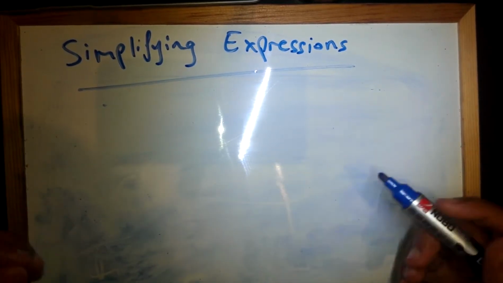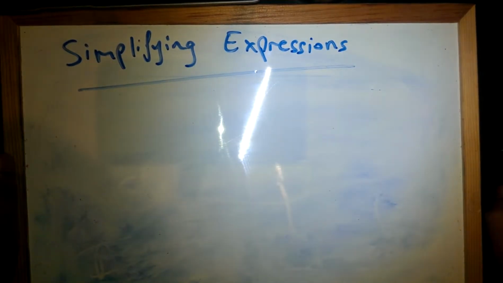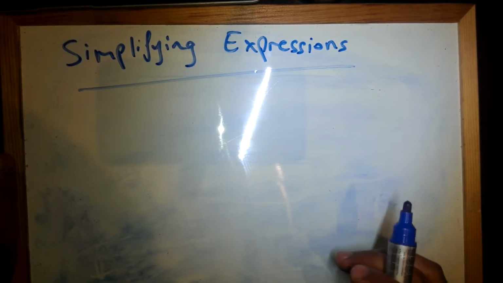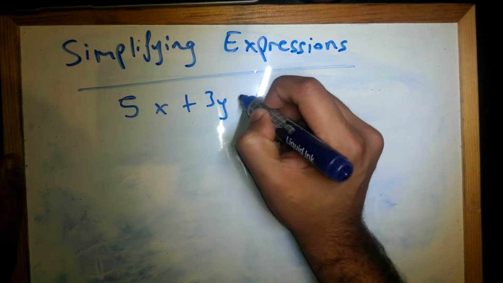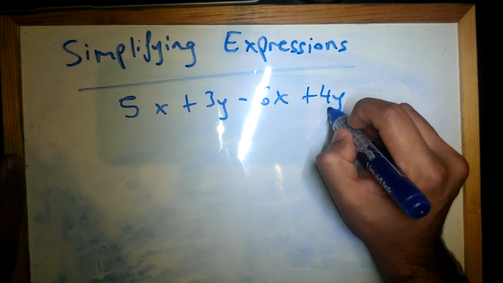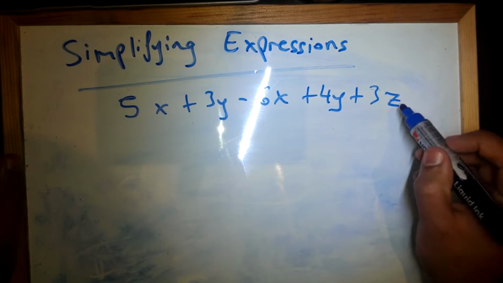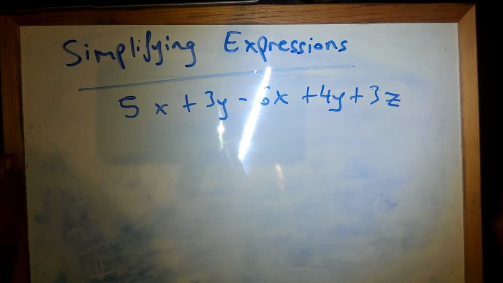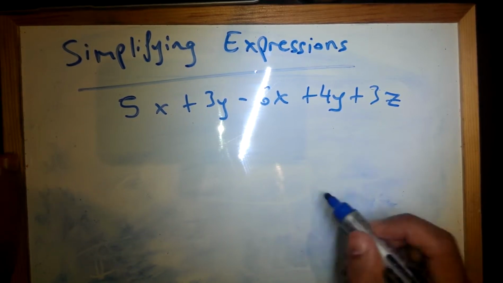So that was easy because we had all the same terms, but we had just all x's. But what happens when we have x's and y's and z's? Right, 5x plus 3y minus 6x plus 4y plus 3z. Now we have three different terms here. So to work it out, we are going to do exactly the same as we did before. We're going to just reorder them because it makes it a little bit easier for us to understand what's going on.